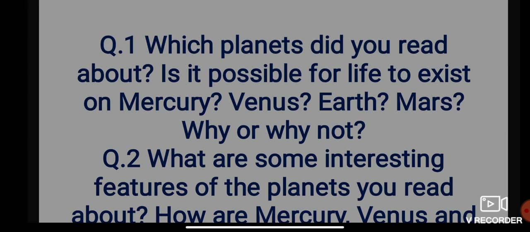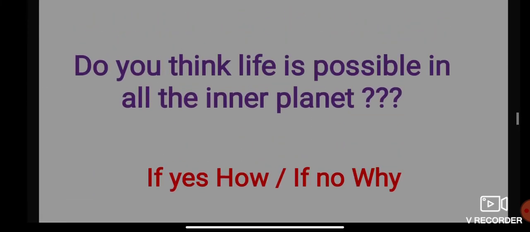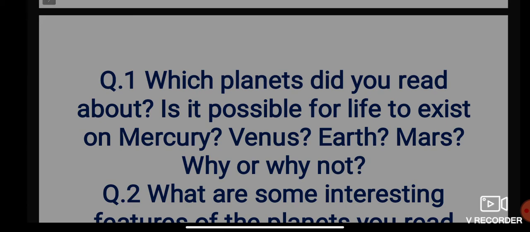Now, question number 1: which planet did you read about, and is it possible for life to exist on Mercury, Venus, Earth, or Mars? Why or why not? Repeating the question: which planets did you read about, and is it possible for life to exist on Mercury, Venus, Earth, Mars? Why or why not?